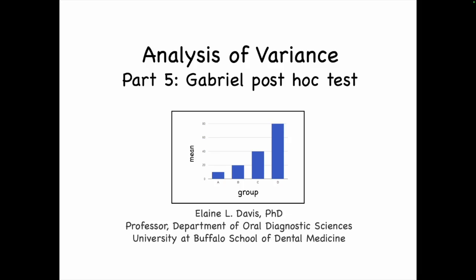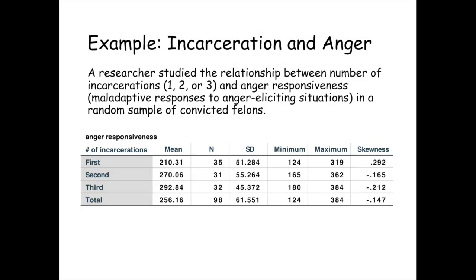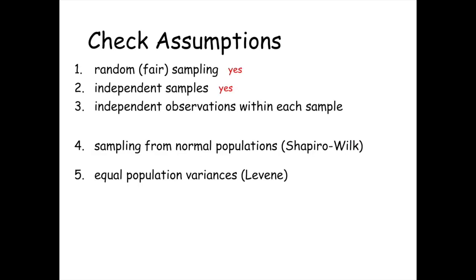This video provides an example of analysis of variance and the Gabriel multiple comparison procedure. A researcher studying the relationship between number of incarcerations and anger responsiveness administered the anger responsiveness inventory to a random sample of convicted felons. Sample sizes are similar, but not exactly the same across groups. The first two assumptions have been met.